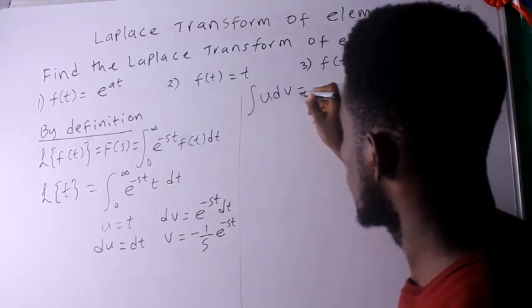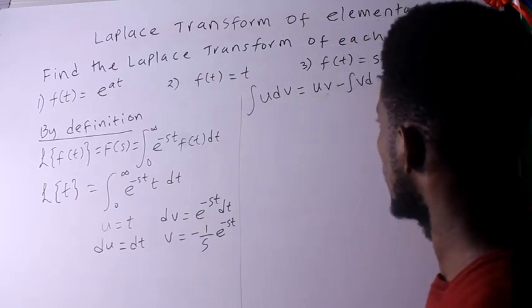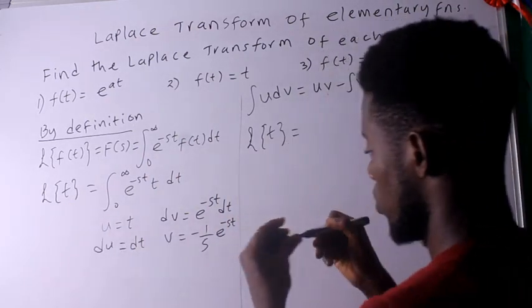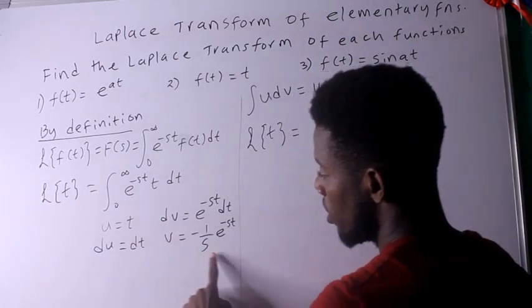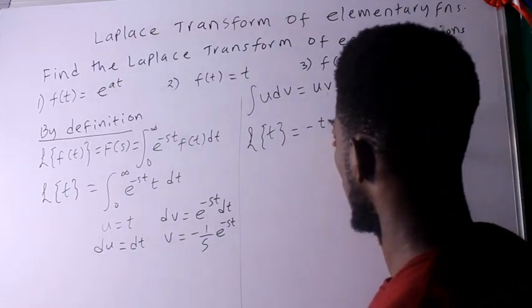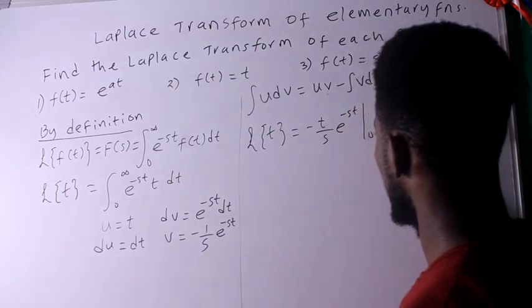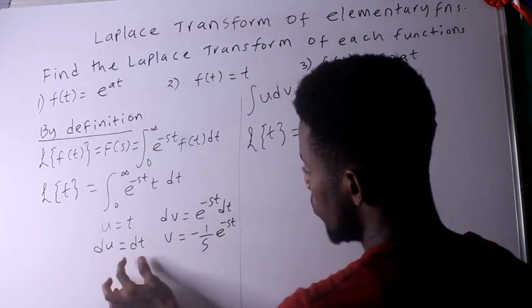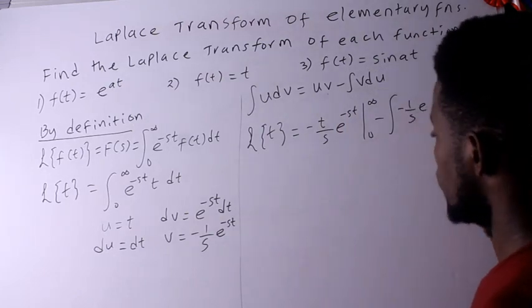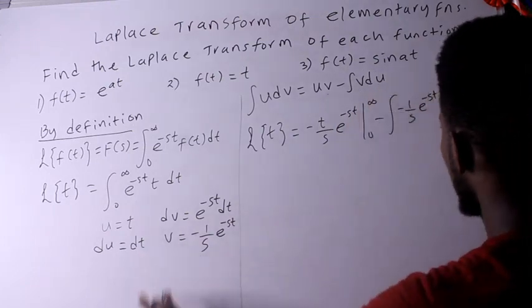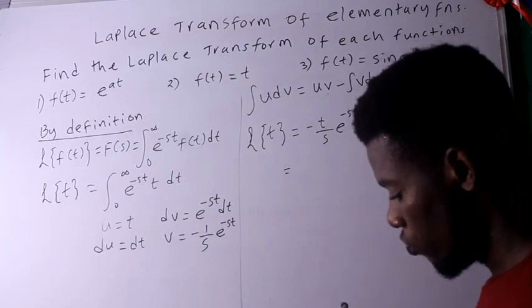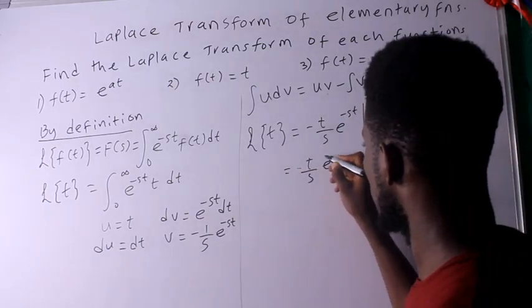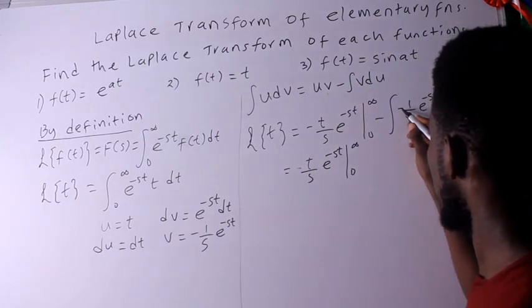The integral of u dv is equal to uv minus the integral of v du. So we have the Laplace transform of t to be equal to uv. What is u? u is t and this is v. So uv will be minus t over s e raised to the power of minus st evaluated from 0 to infinity minus the integral of v du. This is v and this is du. So v is minus 1 over s e raised to the power of minus st, and du is dt. So once we evaluate this integral, the result will be the Laplace transform of t. So we can go right here and just rewrite minus t over s e raised to the power of minus st from 0 to infinity, and then negative times negative is positive.